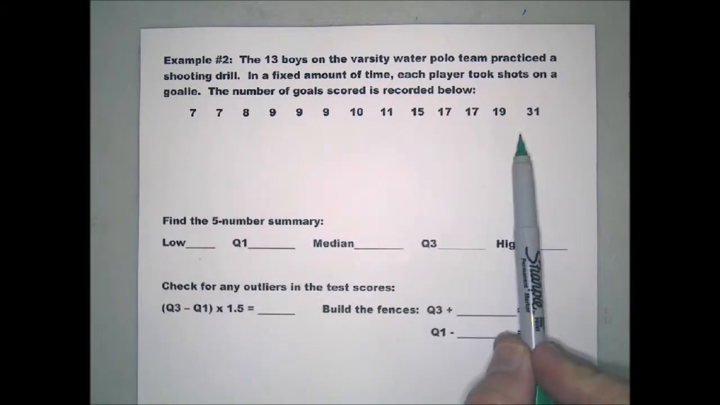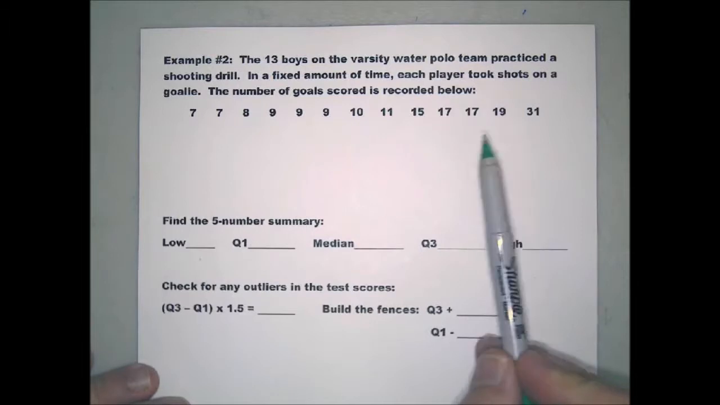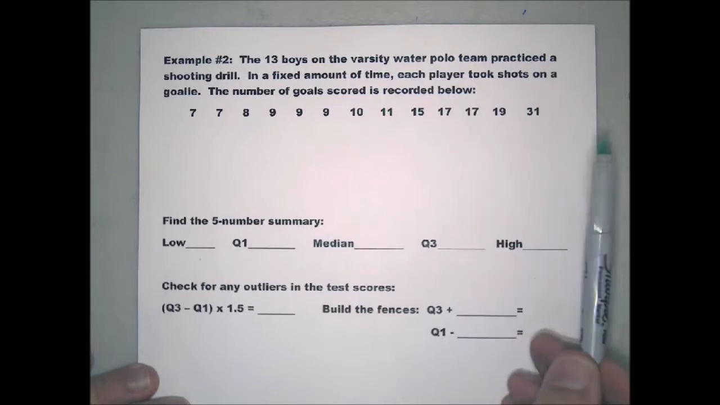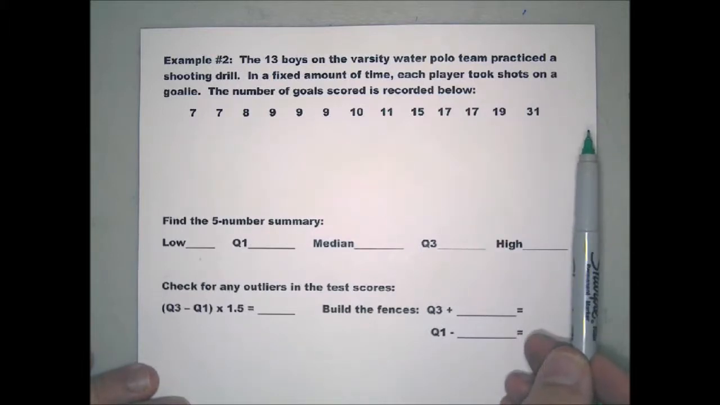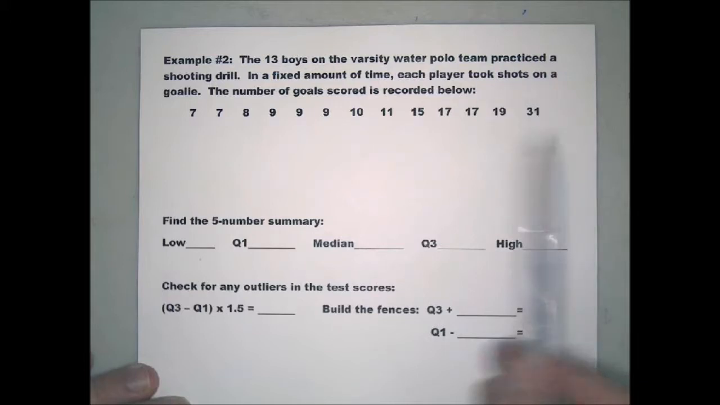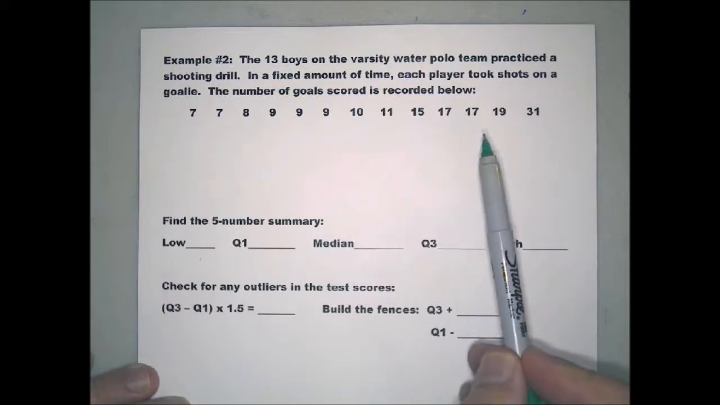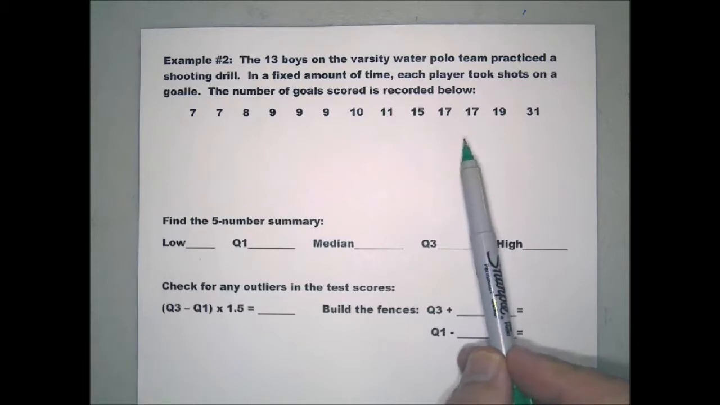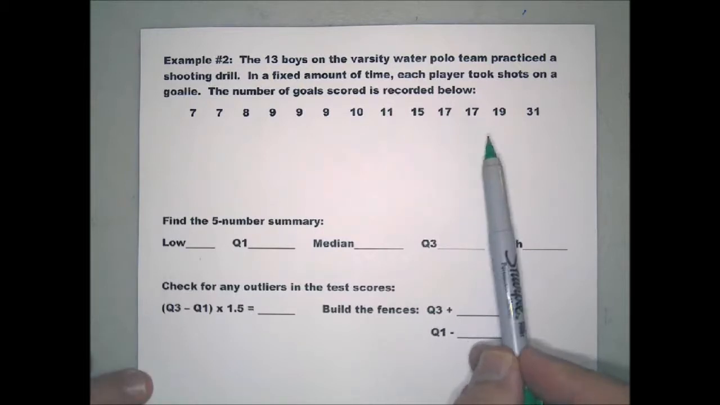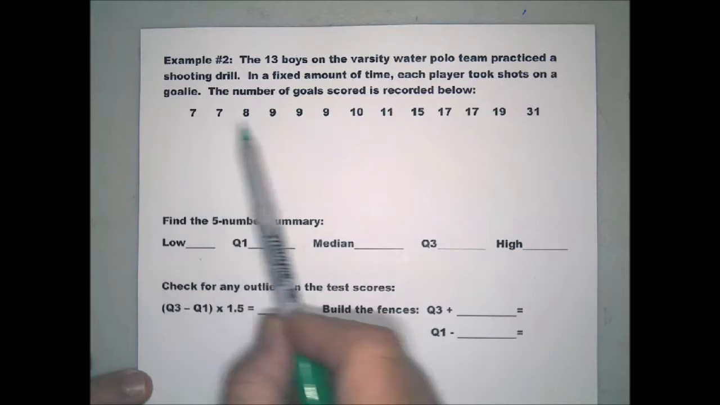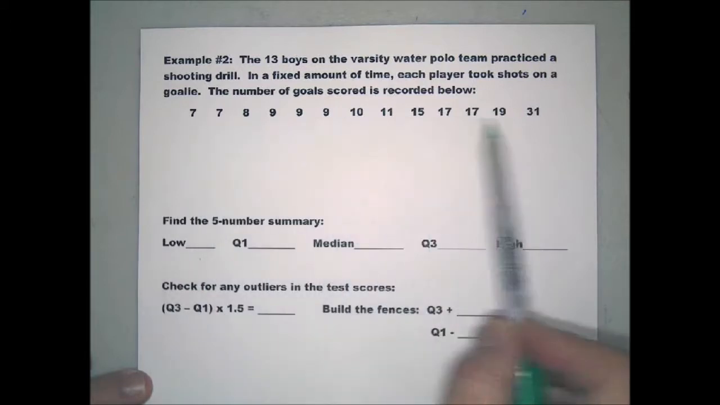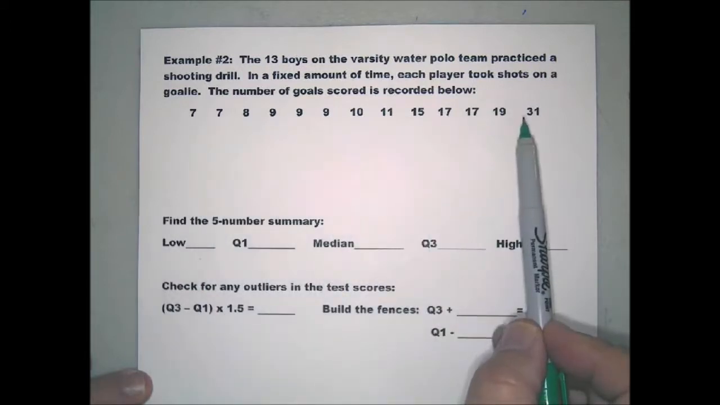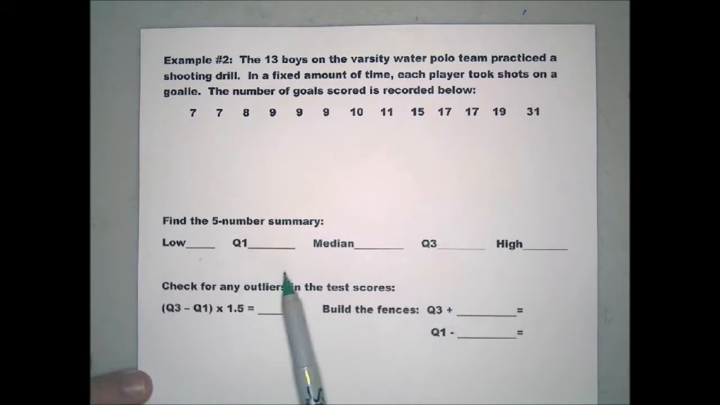So, in example number 2, the 13 boys on the varsity water polo team practiced a shooting drill. In a fixed amount of time, each player took shots on a goalie. The number of goals scored is recorded below. So here's the results from the 13 players as they were doing that drill. And again, we're asked to find the 5-number summary.